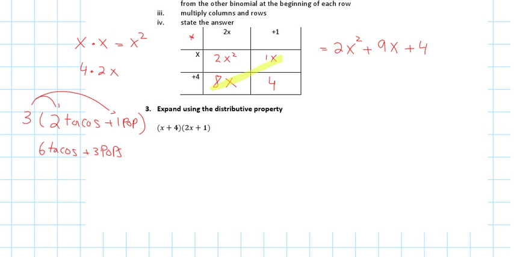Okay? So I'm going to be using the same kind of method here, but what happens is I have more than one term that multiplied by 2x plus 1. So I have 2x plus 1, which is similar to the 2 tacos plus 1 pop, right? So that's similar to this. But instead of only having 4 multiplied by it, I have x plus 4. So I'm going to have to use the distributive property twice. Okay? So that's the same thing as doing this times this whole thing and this times this whole thing.